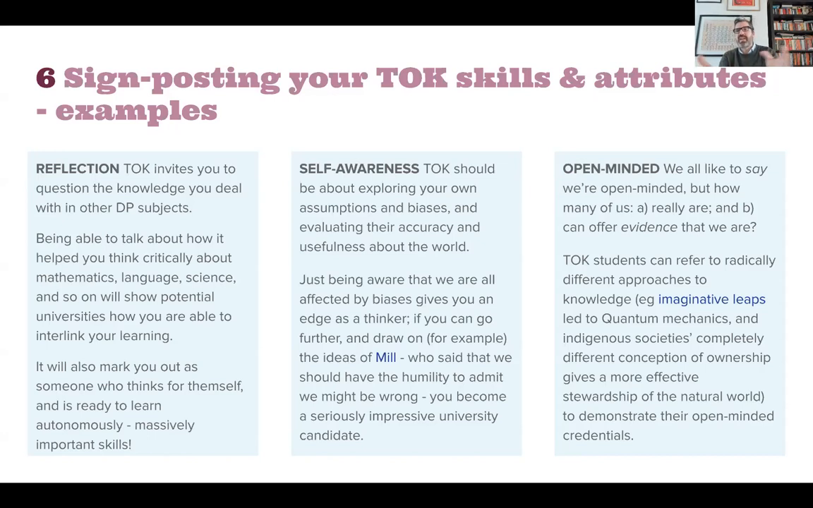We can refer to how we've looked at the imaginative leaps that have made incredible ideas in science like quantum mechanics possible. We look at indigenous societies and how they have a completely different approach to the world. For example, their conception of ownership, which gives them a totally different understanding of our responsibilities to the natural world. Two very small examples of how we are constantly considering different perspectives, different points of view, and actually realizing that there's more than one route to knowledge. It doesn't just have to be a scientific positivist approach. There are lots of other ways of producing amazing knowledge and insights about the world. So, another really great skill or attribute to be able to highlight when you're applying to university.